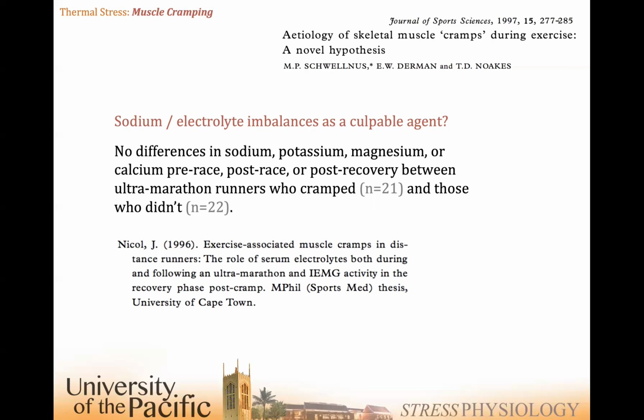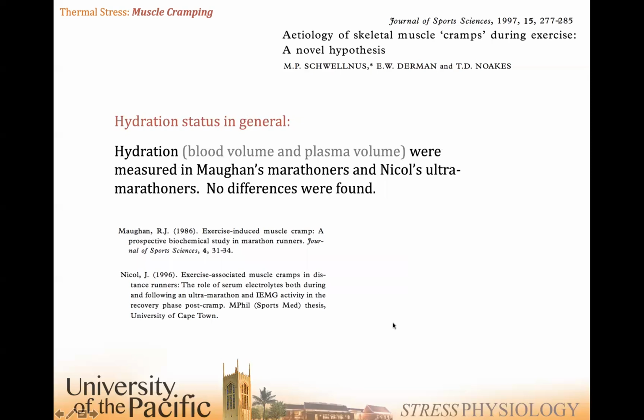The culprit, if any of these is somehow culpable, is not showing up in any of the studies, study after study. Blood volume and plasma volume, if you really want to know somebody's hydration, these aren't cramping agents either. You get dehydrated, and the tonicity of your blood. All of these things that people have been blaming since the Jazz Age, we have really discarded.